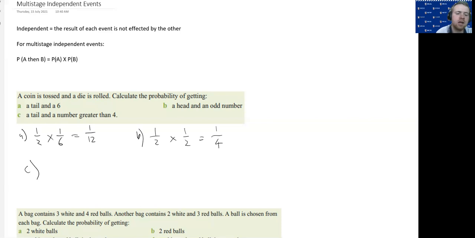And then the probability of getting a tail and a number greater than 4. Greater than 4 includes 5 and 6. That's 1 out of 3 or 2 out of 6. So we've got a half for getting the tail, and then it's 1 out of 3 for getting a number greater than 4 on a dice, okay? Because 2 out of 6 options is the same as 1 over 3. So we end up with 1 out of 6 for our answer for that one, okay? So just multiply the two probabilities together to get the total probability of all of those events occurring.